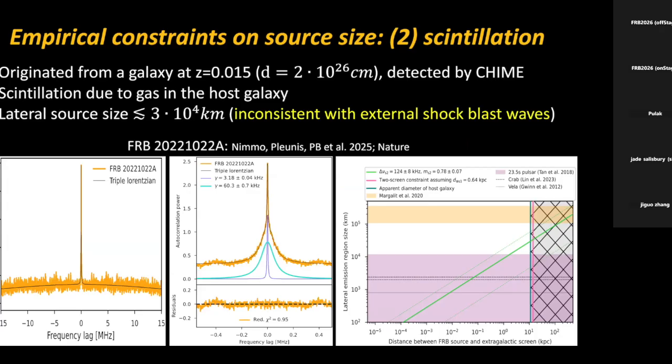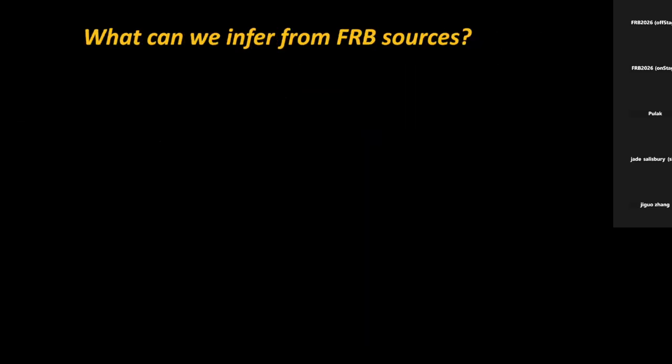And the result is that the lateral source size needs to be less than a few times 10 to the 4 kilometers, which is already very challenging for models such as the far-away. So let's go a bit deeper into the physical characteristics.